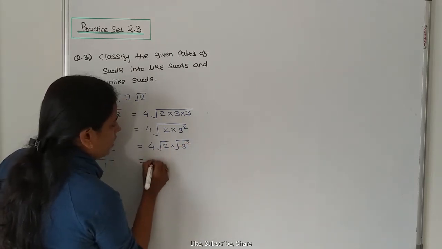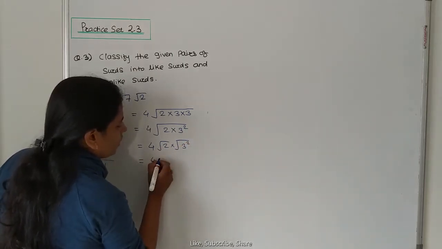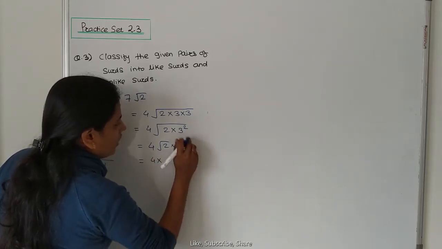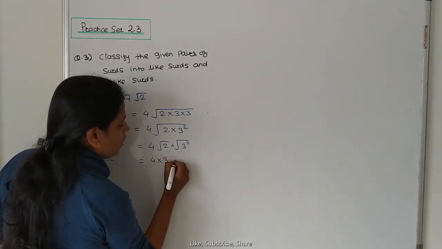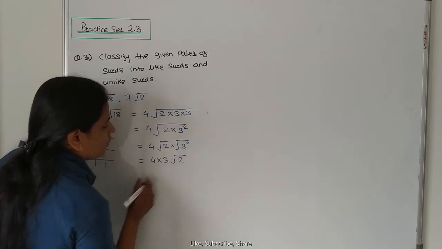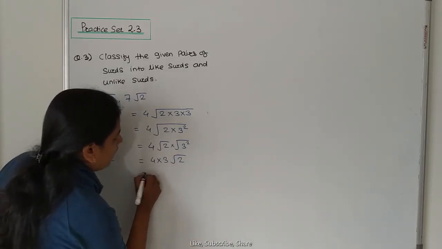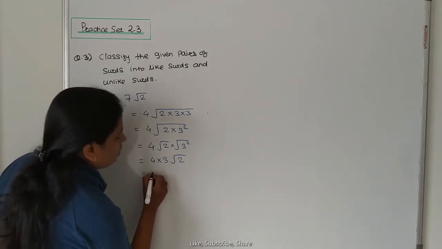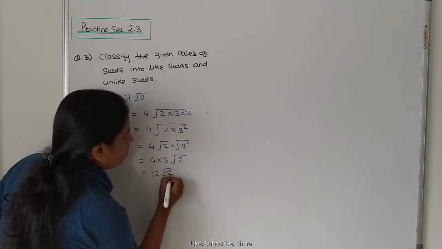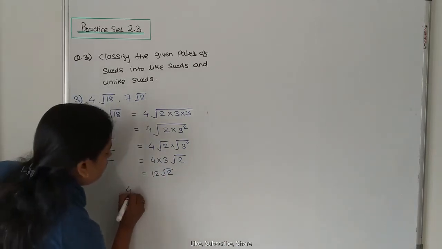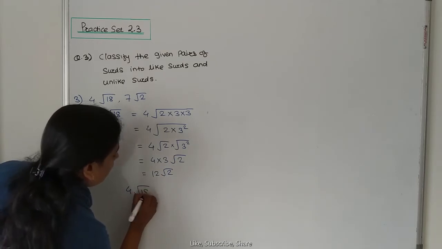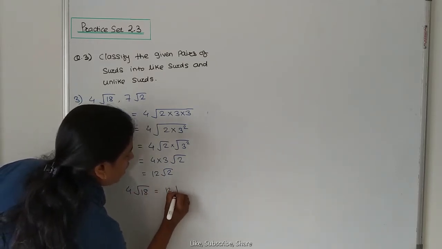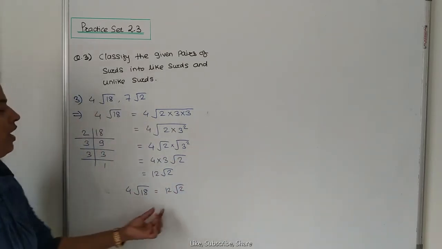Now what we have to write? That is 4 into 3. That means this 2 and this square root sign get cancelled. So 4 into 3, this root 2. So 4 3s are 12. Yes, 4 3s are 12 root 2. That means we have to write 4 root 18 is equal to 12 root 2. Okay, we have to write this one.